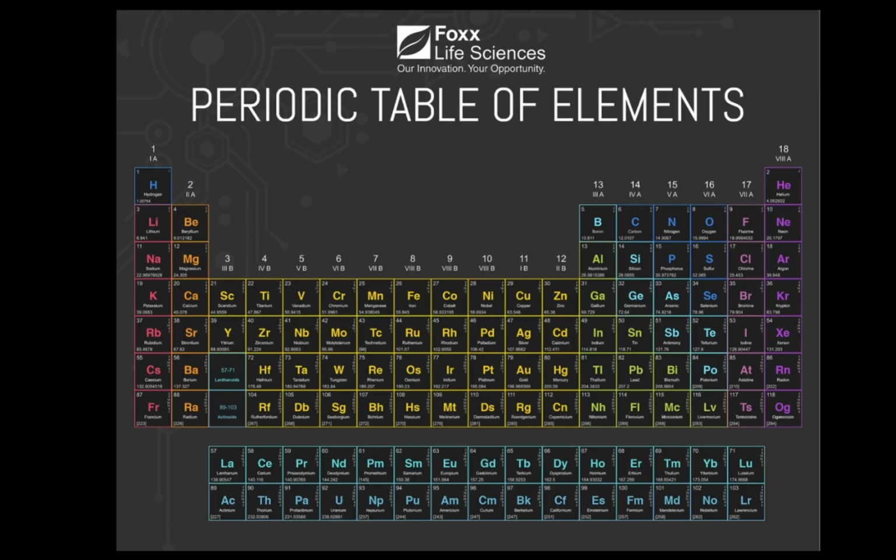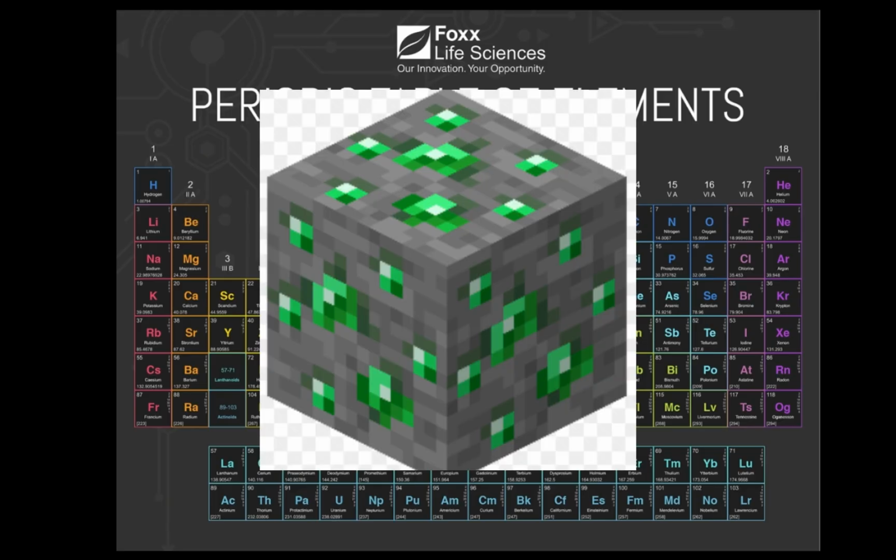And what about the two rows at the bottom? These are called the lanthanides and the actinides. They are actually part of the main table, but they are placed below to keep the chart from being too wide. The lanthanides include elements often used in technology like screens and magnets. The actinides include radioactive elements such as uranium.